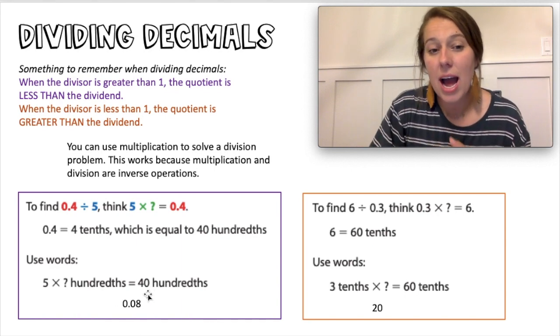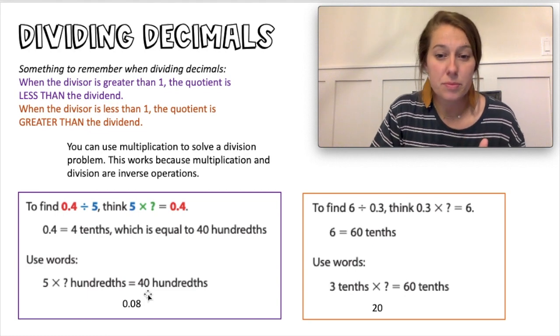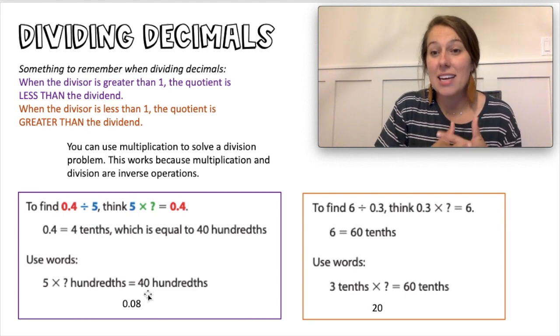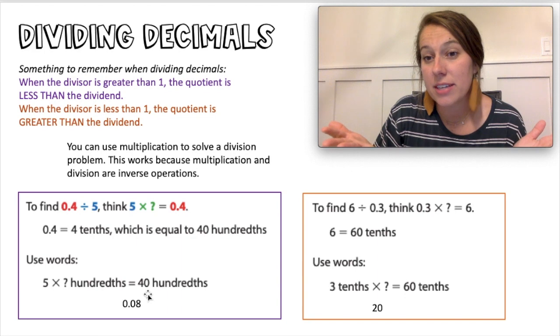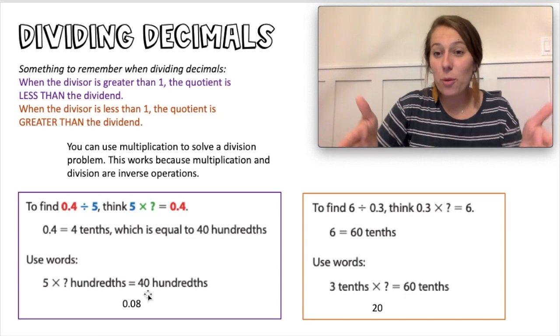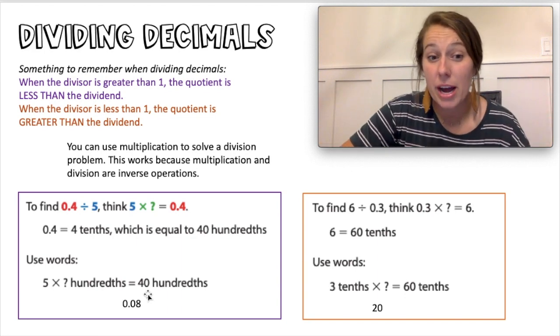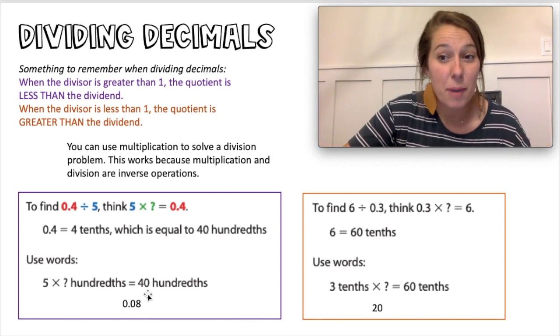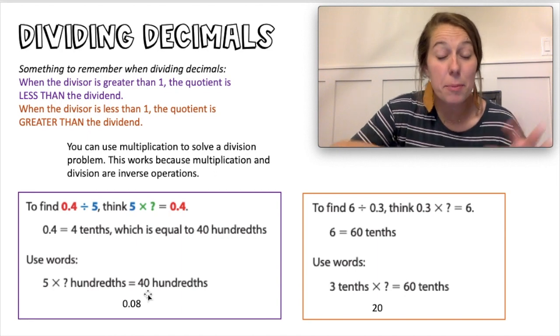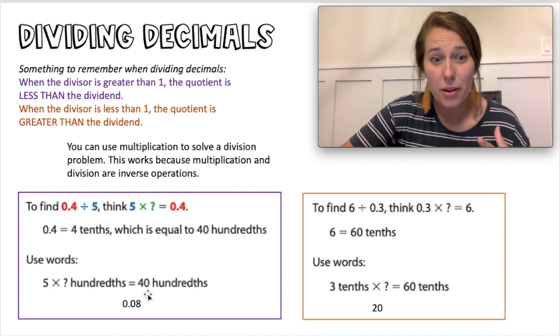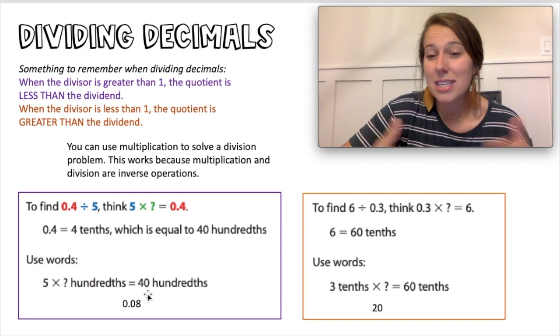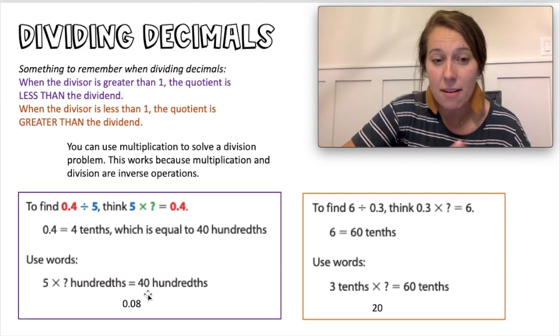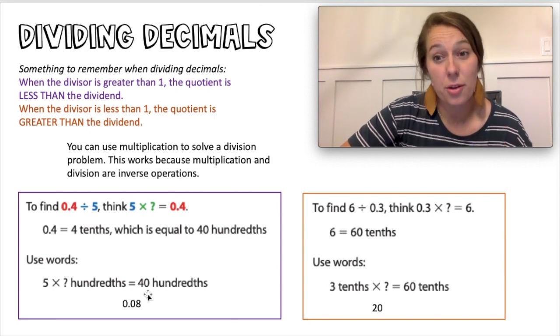So this is how I tell my students. I think of it as brownies. I have a 4 tenths pan of brownies left, and I'm going to split it between 5 friends. Am I going to be able to give away more than 4 tenths of a pan? No. So my answer has to be smaller than what I started with, because I don't have that much to give away, right?